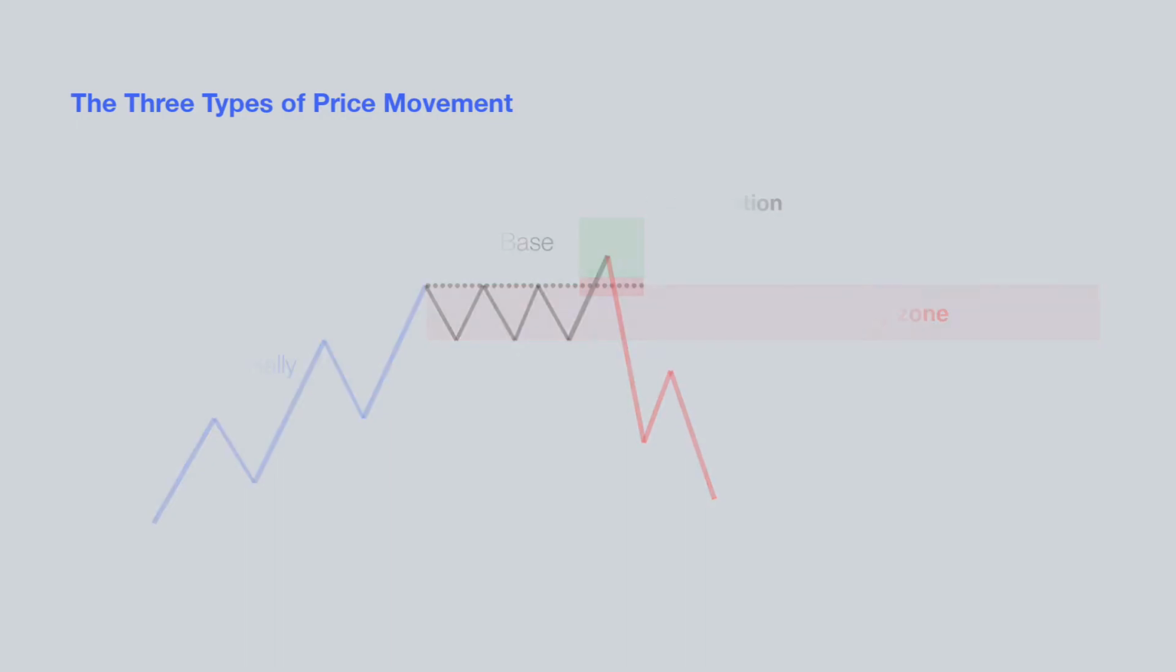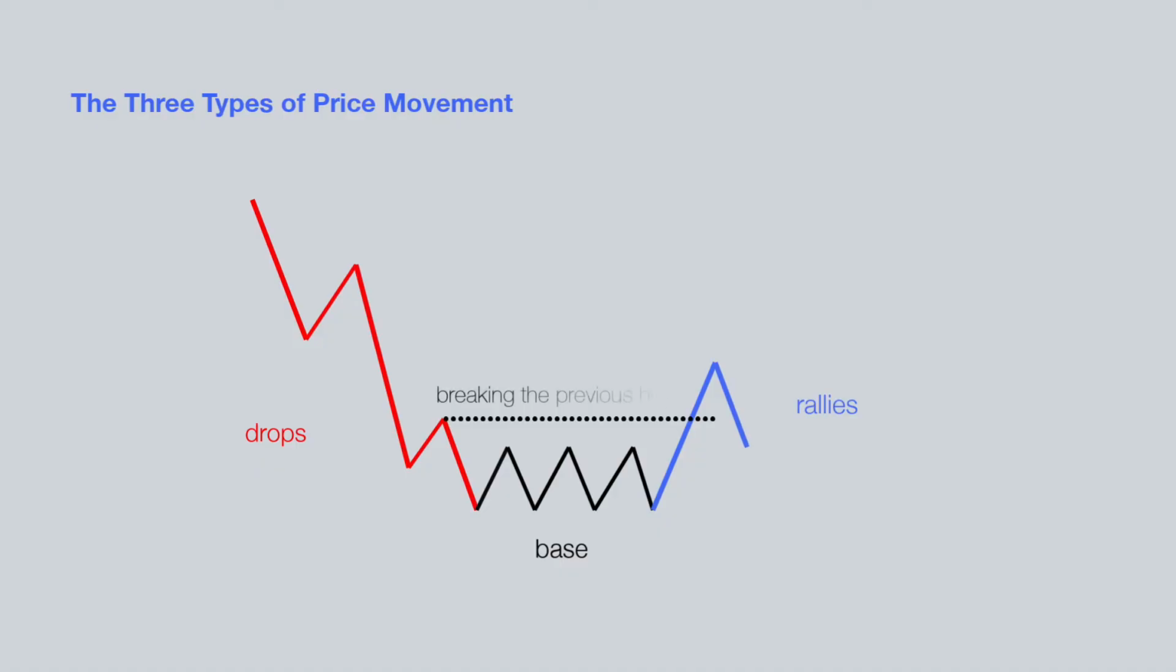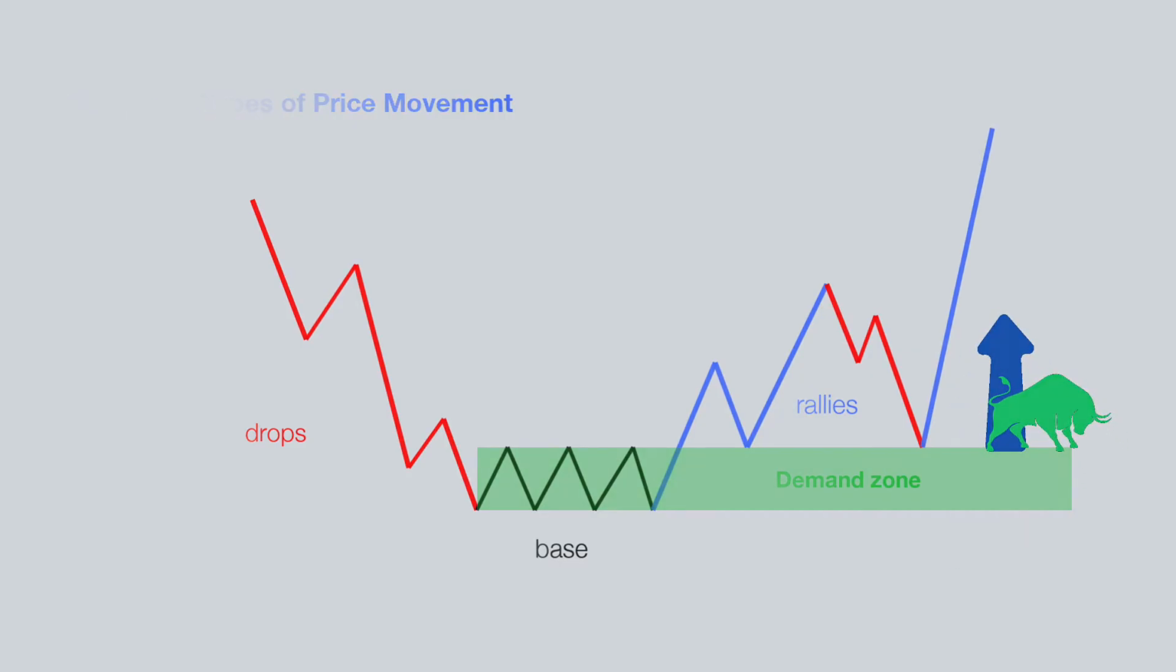Now let's flip the script. If the price drops, forms a base and then rallies, breaking the previous high, this creates a demand zone. Here's why. The base is where buyers and sellers fought for control. When buyers won, the price rallied. If the price ever returns to this demand zone, there's a high chance it will rally again, because this is where buyers showed their strength.